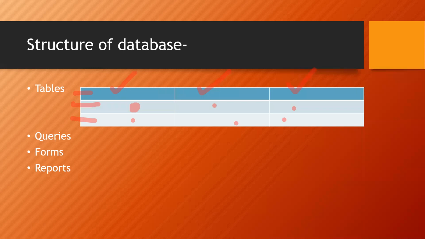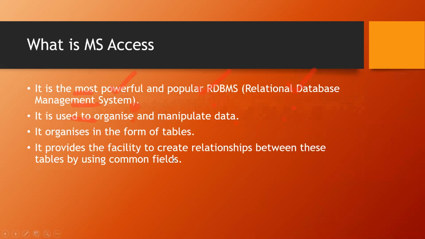All right. So this is all about the structure of a database where we have studied tables, queries, forms, and reports. In the same chapter, let us start with the basic thing: what is MS Access? Till now we have discussed what databases are and what the structure of a database is. Now let us come to the main topic, that is MS Access, children. It is the most powerful and popular relational database management system.